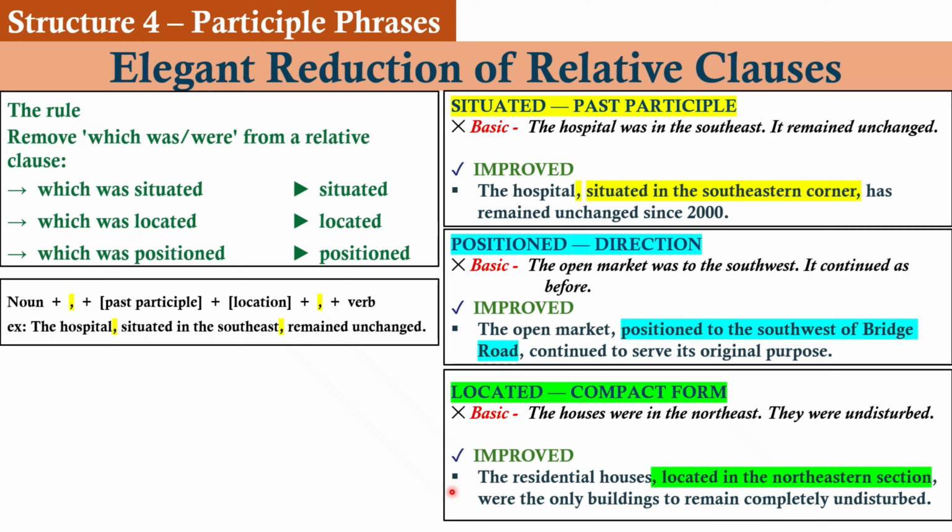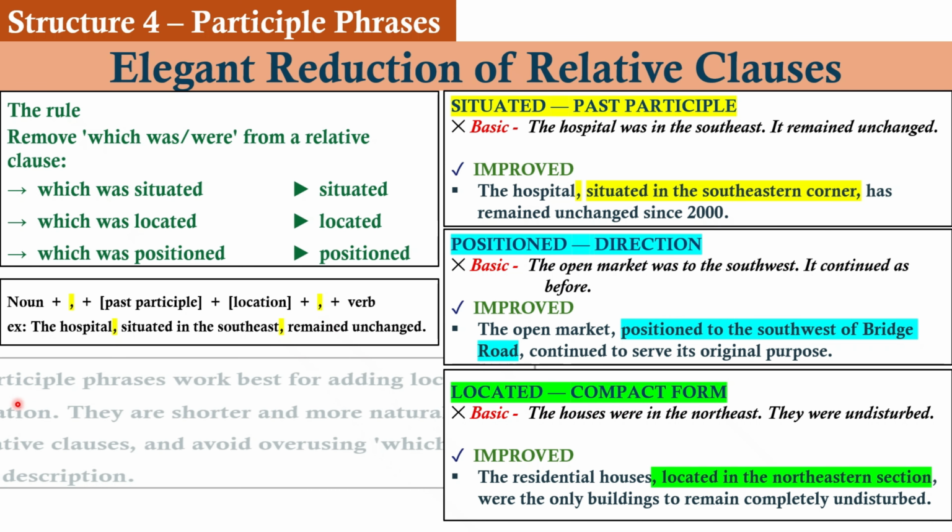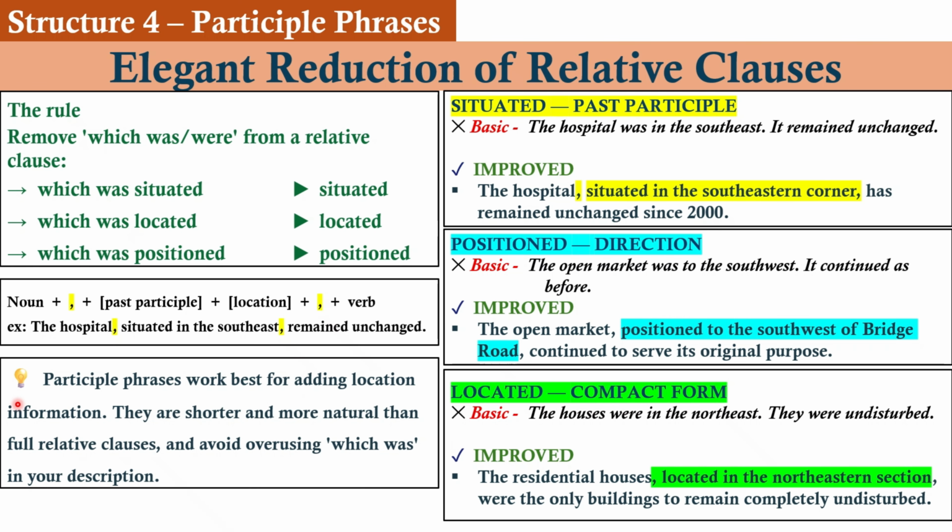Notice that all three examples provide location information without creating an additional sentence or repeatedly using expressions such as which was located. As a result, participle phrases make descriptions shorter, more natural, and less repetitive. They are particularly useful in map descriptions where location information appears frequently throughout the response.